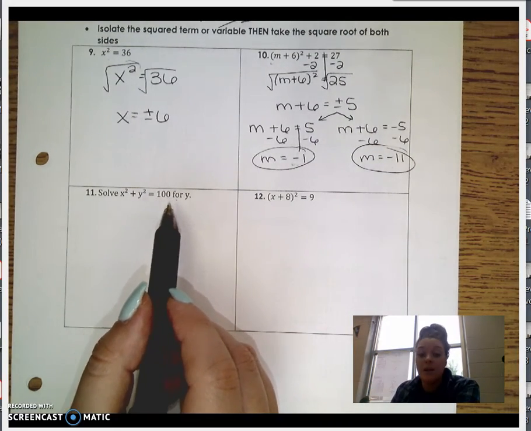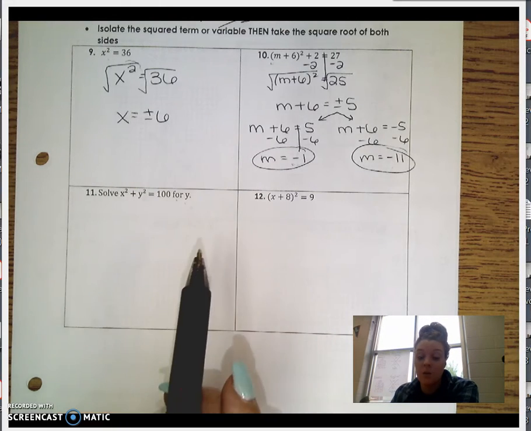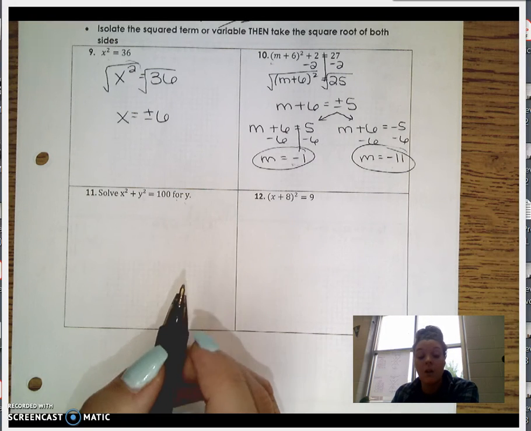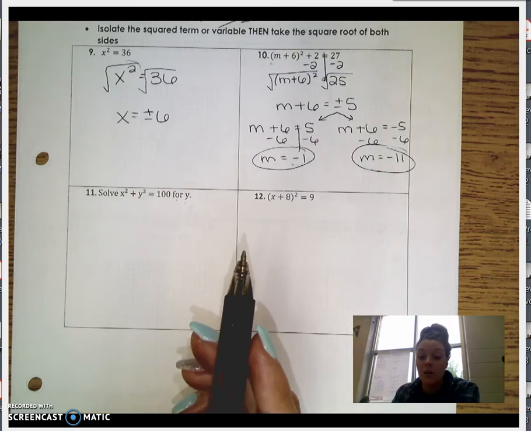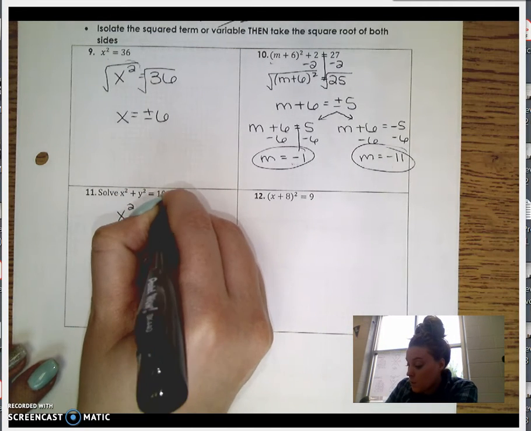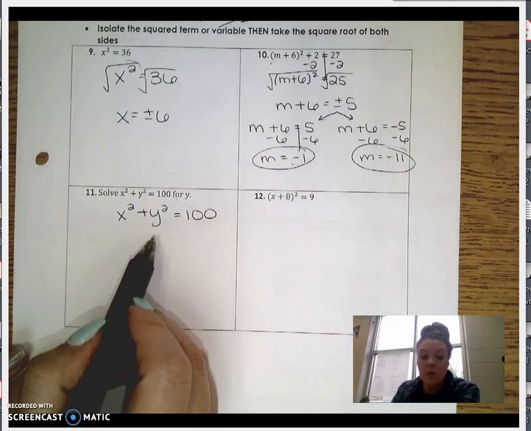Number 11 is an application problem where they want you to solve or rearrange for y. We talked about rearranging formulas in Packet 1. If you're still having a hard time with that, I really recommend redoing that packet because it'll give you that extra guidance and extra support that you need. I'm going to rewrite this problem: x squared plus y squared equals 100. And I'm trying to get this y by itself.